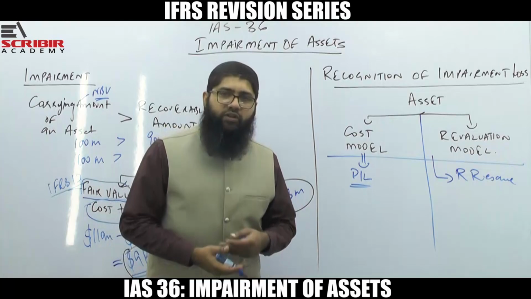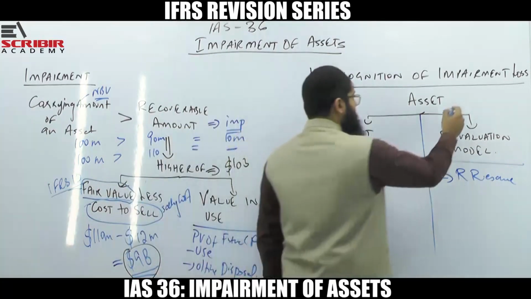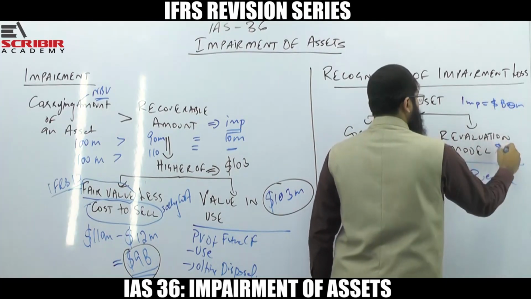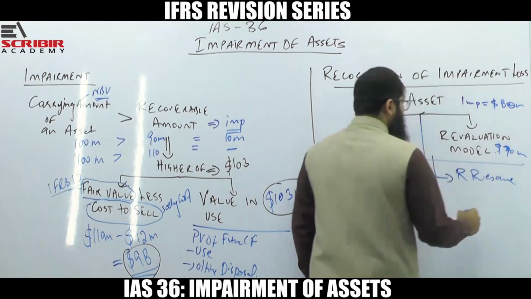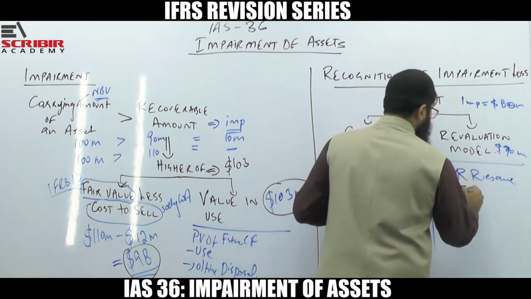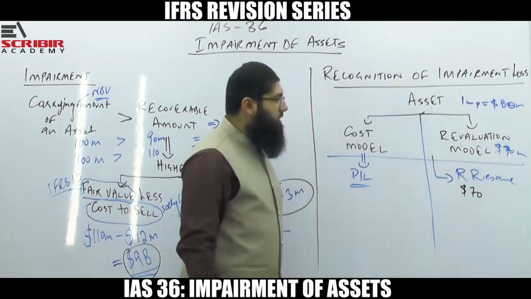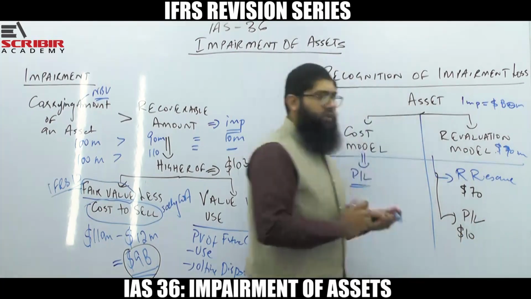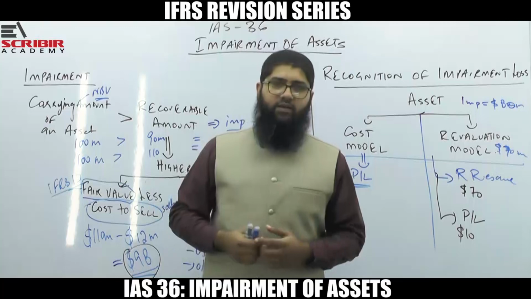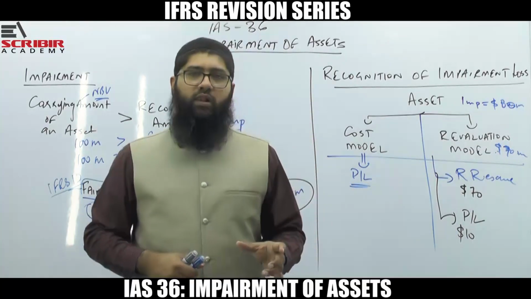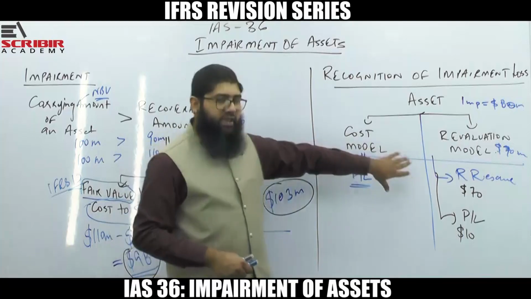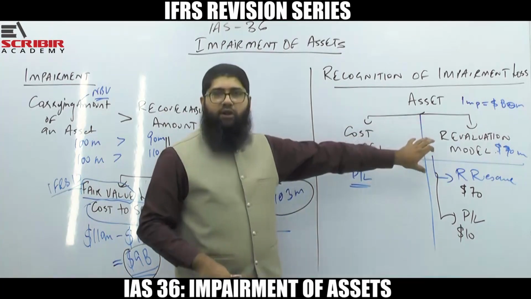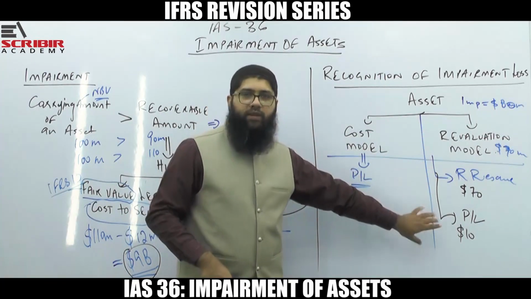In case the revaluation reserve is exhausted, for example, the impairment loss was, let's say, 80 million and the revaluation reserve that was available was 70 million, what are you going to do? You're going to say that 70 million is going to be allocated to revaluation reserve and the balance amount is going to be allocated to the P&L, which is going to be 10 million. So if you have an asset which is being carried under the revaluation model, the impairment loss would be recognized against revaluation reserve. Once the revaluation reserve is exhausted and you still have an impairment loss to be allocated, you would allocate it to the P&L.